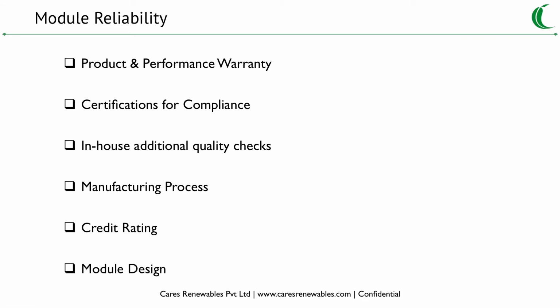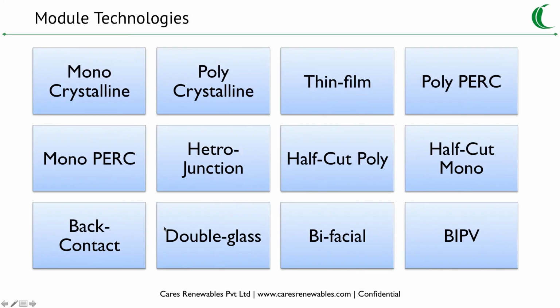Beyond this, you should also look at the product certifications for compliance, quality checks, manufacturing process, credit rating, and the module design, to get an understanding of the reliability of the module. You might have a good data sheet, but it need not always reflect a good quality product. So it's always better to go with a reliable brand who does good quality checks and who has a good credit rating, so that we are sure that the manufacturer doesn't go bankrupt over a period of time.